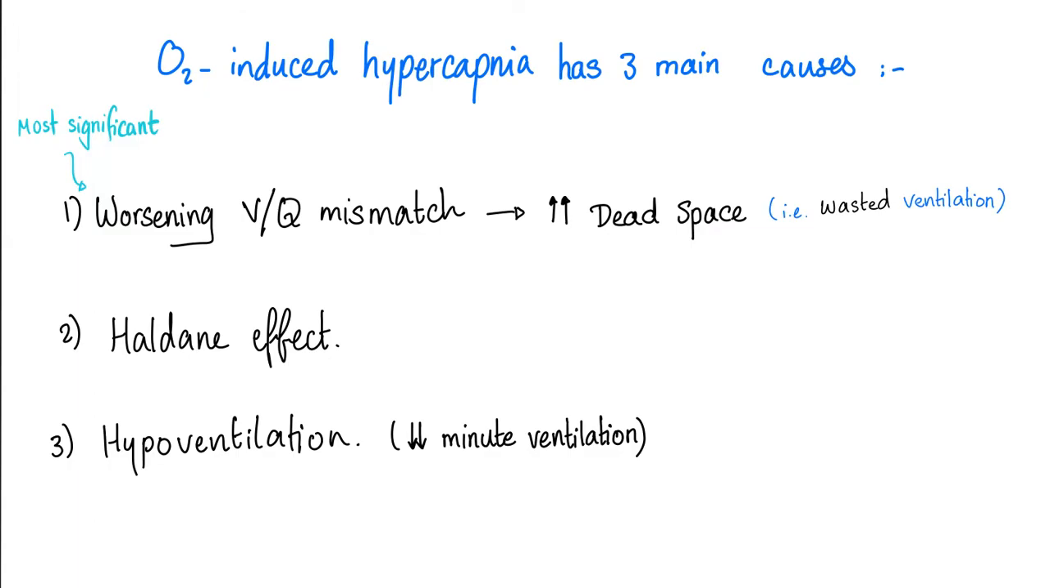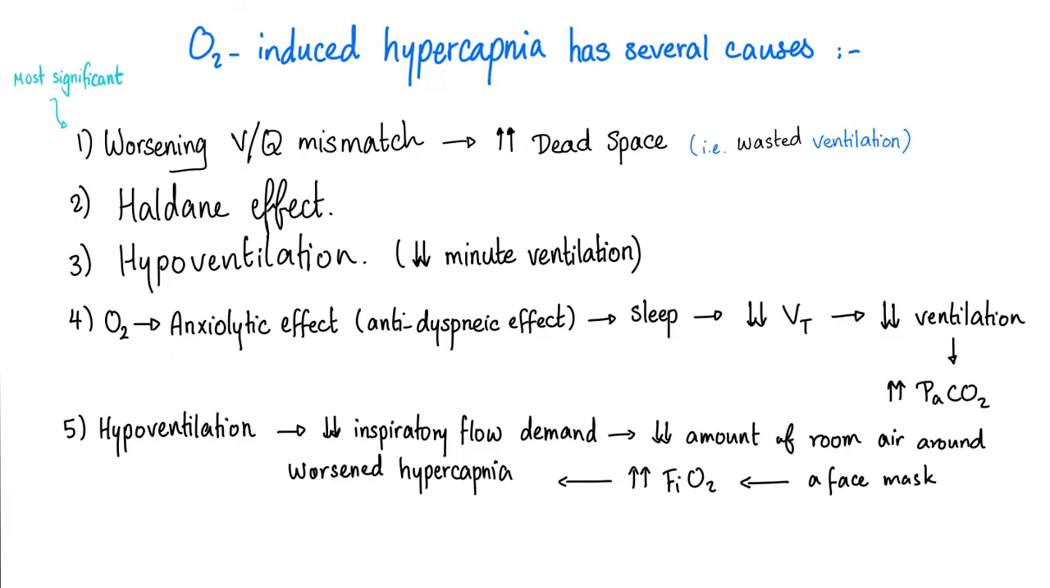Oxygen-induced hypercapnia has three main causes. Number one, which is by far the most important, is worsening VQ mismatch. There is increased dead space. We call this dead space physiology or wasted ventilation. It's being ventilated but not perfused. This is wasted ventilation. The second one, which is today's topic, is the Haldane effect. And the third one is hypoventilation, specifically decreased minute ventilation. If you want to be more sophisticated, we can expand them.